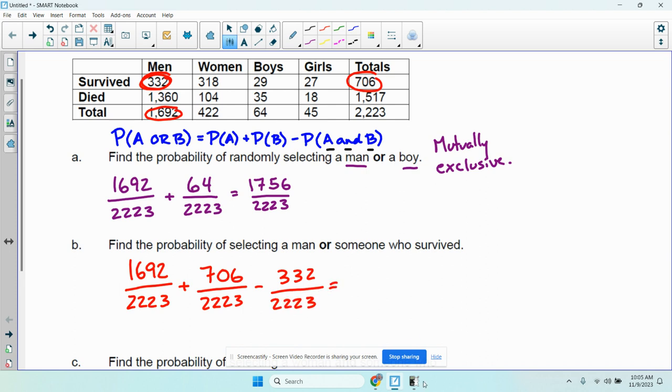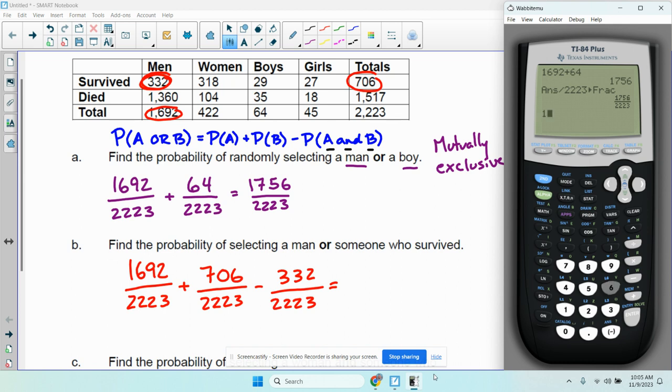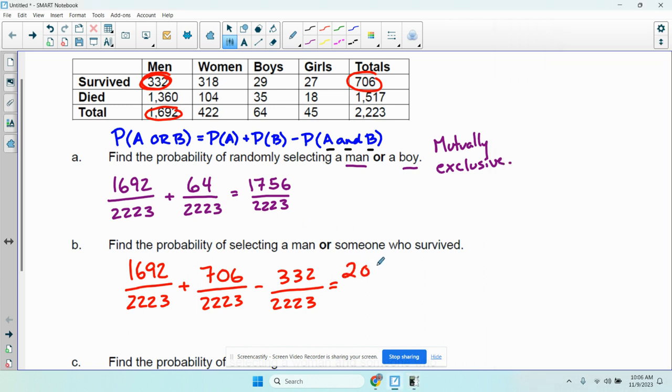And that I can put in the calculator. Again, this is going to be 1692 plus 706 minus 332. So I get 2066 divided by 2223. Let's see if that reduces. Don't think it does. Nope. There's our answer. 2066 over 2223. And that's how you use the OR probability formula.